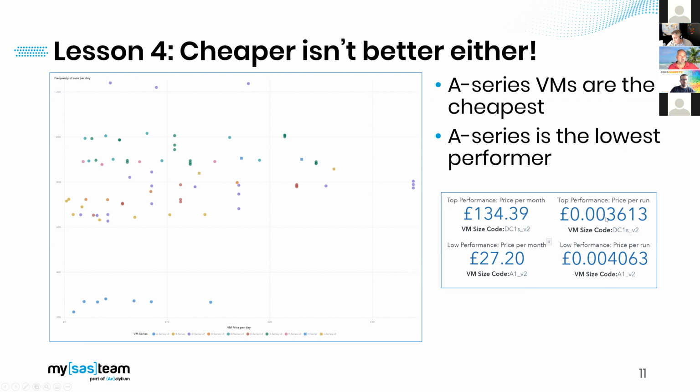So if you look at the comparison of DC versus A, cheaper isn't better. Actually, per run, if you were to take a machine and run the SAS code on it for the full day, it ends up costing you more per execution because the number of executions a day is so much less. So again, you would need to think about how that best fits your type of workload. But cheaper isn't necessarily better in this case.